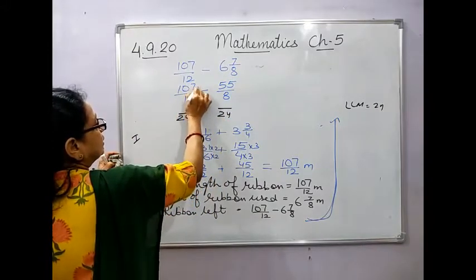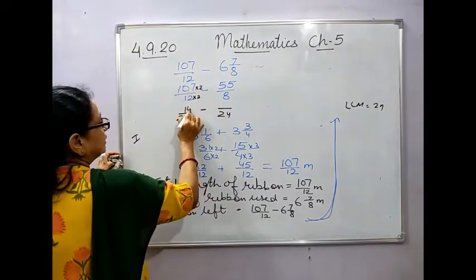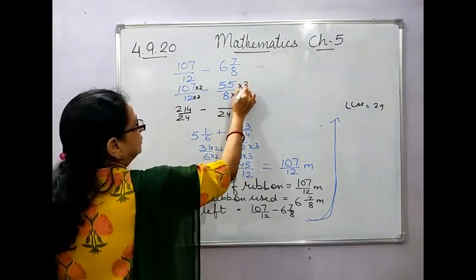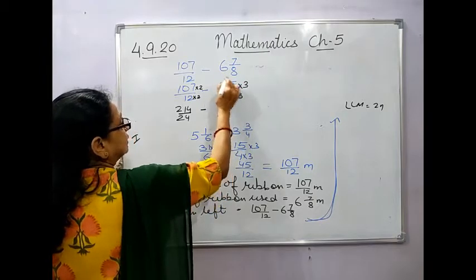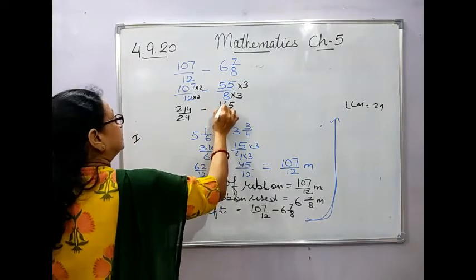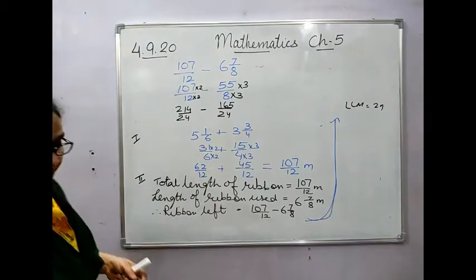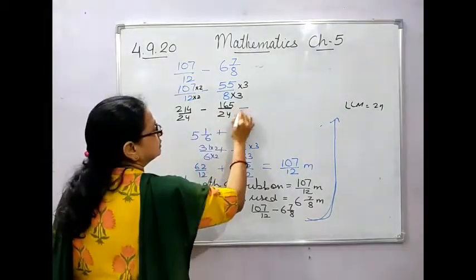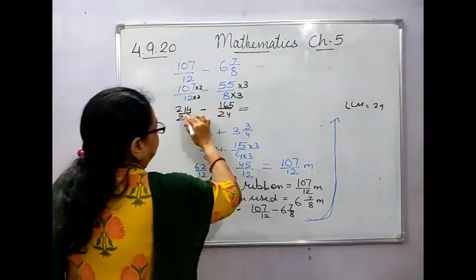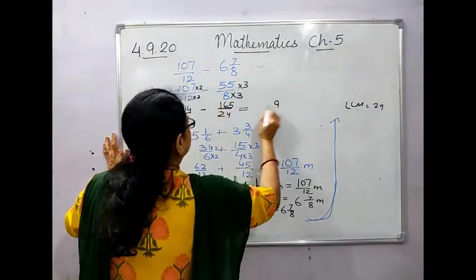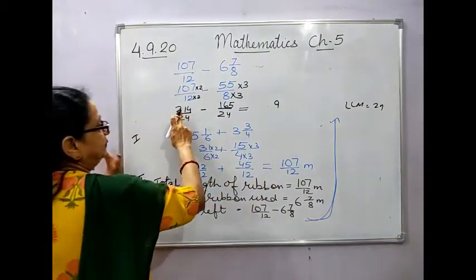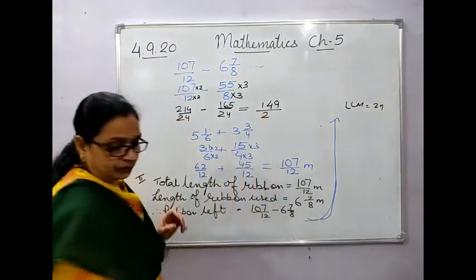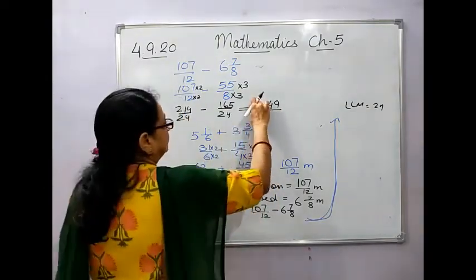12 2s are 24, 2 7s are 14 and 2 1s are 2. 8 3s are 24, 3 5s are 15 and 3 5s are 15 and 1 is 16. Okay, now the denominators are same, so you can easily subtract. 14 minus 5 is 9, 10 minus 6 is 4, so it is 49 upon 24.